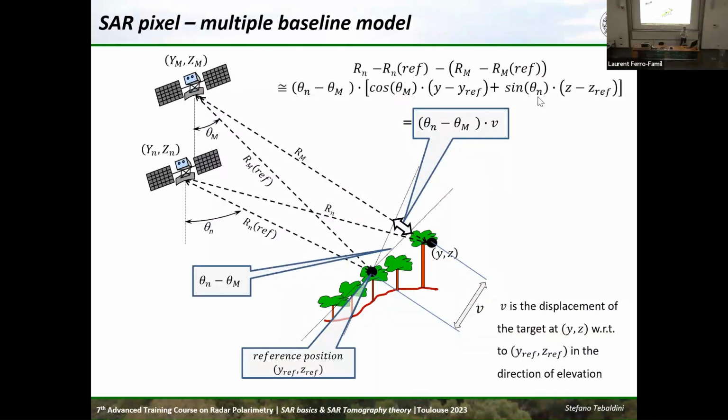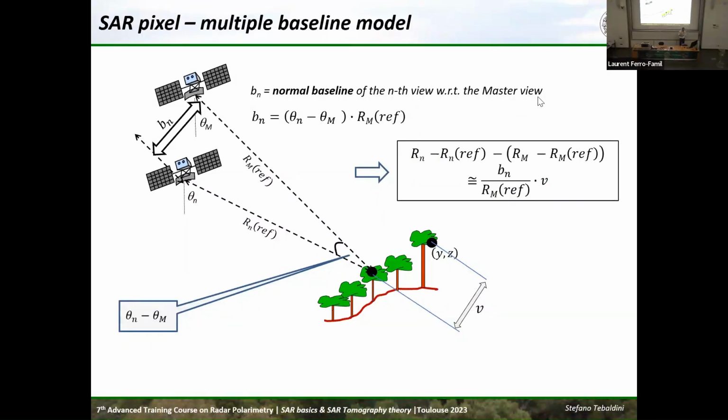And it turns out that this long expression is just equal to the difference of the two angles times v. What is v? V is the displacement of our target, of the true target, with respect to the reference point in the direction of elevation. So it turns out that we have a residual term that we cannot explain in terms of the reference position, and this residual term is proportional to the elevation position of our target with respect to this reference point.